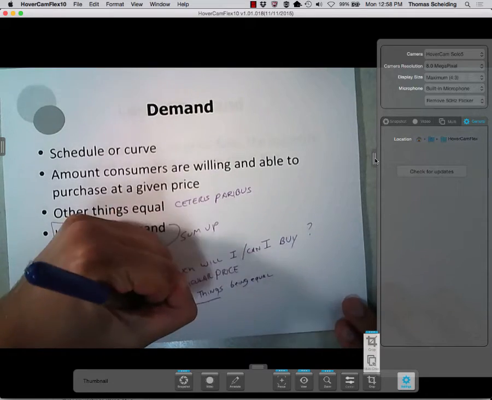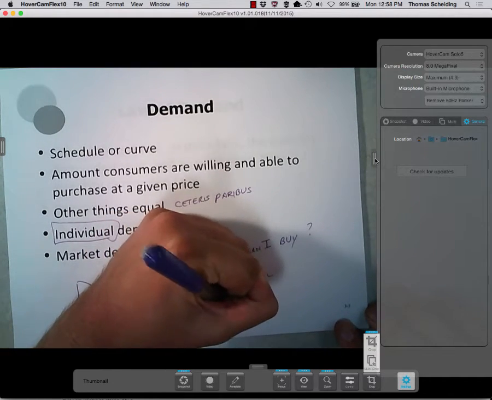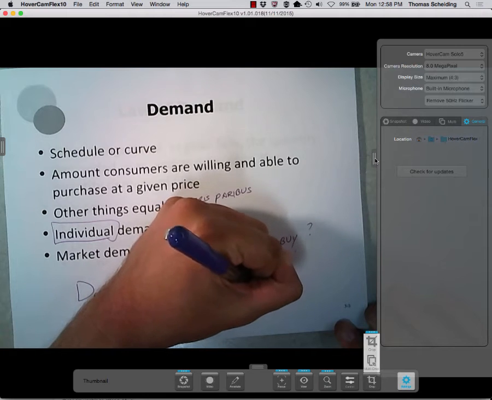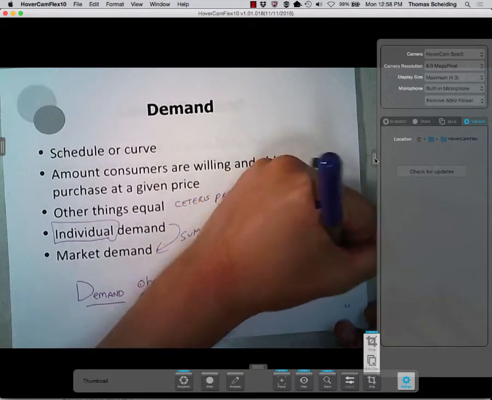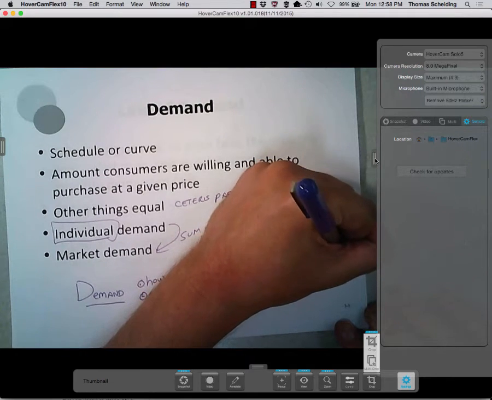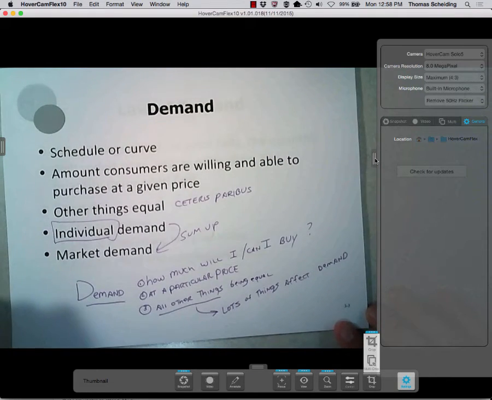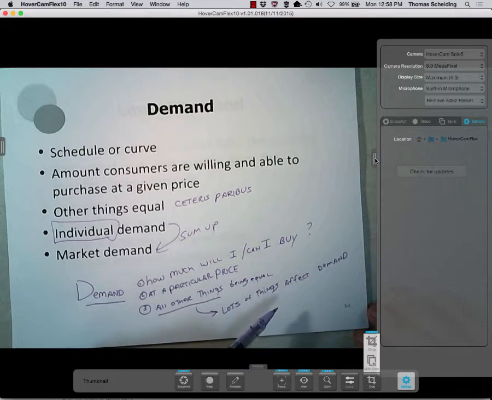What are all these other things? Well, there are lots of things that affect demand, things other than the price. And what we're going to say is that those things are not changing. Everything else is going to be held constant, and we're only going to say if the price is X, let's say $5, how much would you and could you buy?